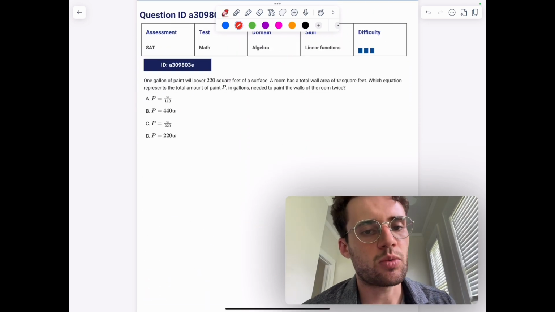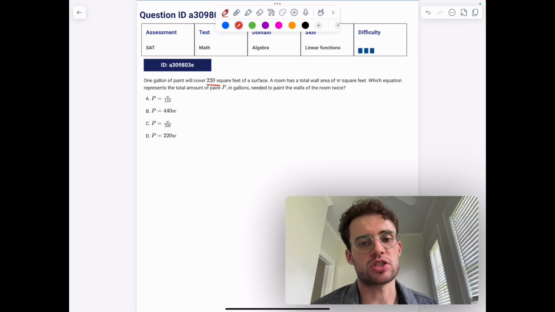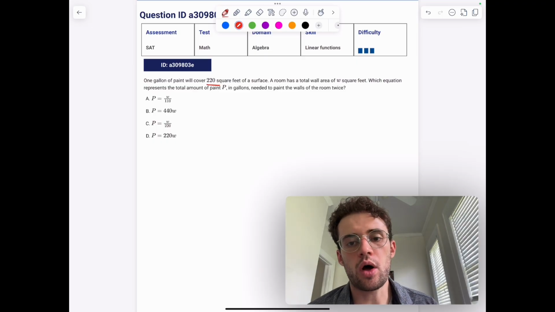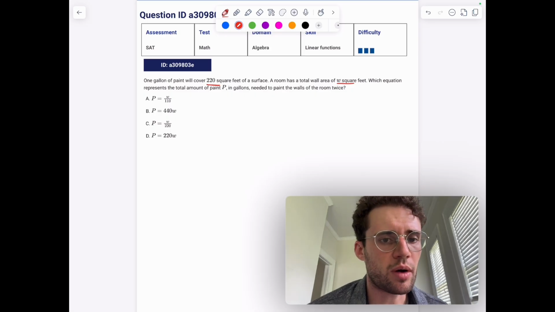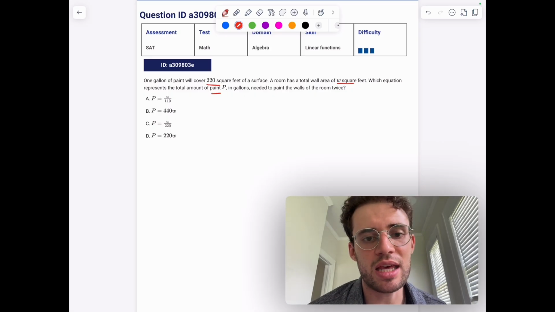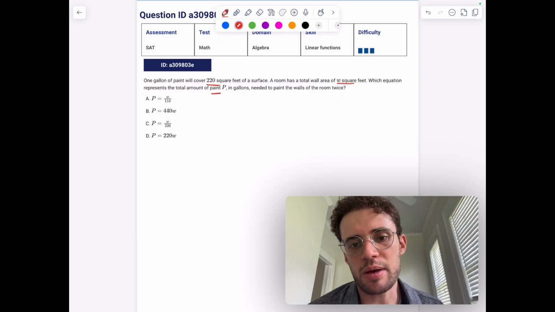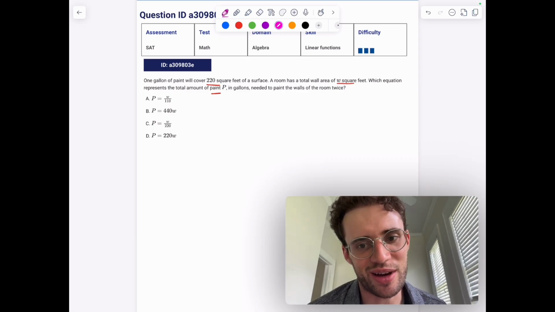1 gallon of paint will cover 220 square feet of a surface. A room has a total wall area of W square feet. So this is very similar to the stain one we had earlier. It says, which equation represents the total amount of paint, P, in gallons needed to paint the walls of the room twice? They also did the twice thing.